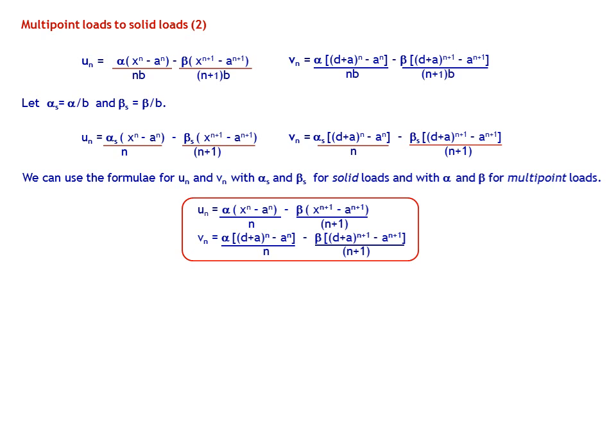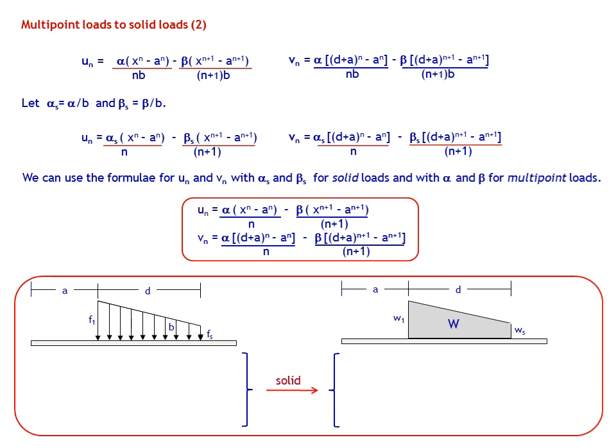There won't be any confusion with the original alpha and beta, as I'm not going to bother with multi-point loads from now on. By absorbing b into the definitions of these new alpha and beta, we also affect the definitions of the other load parameters as we go from a multi-point load to a solid load.